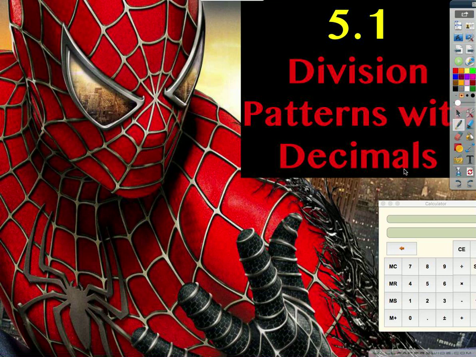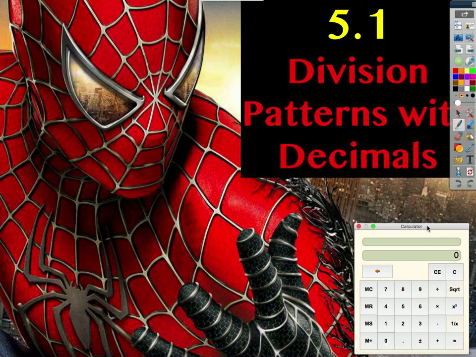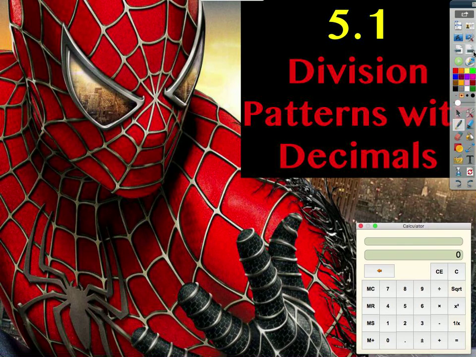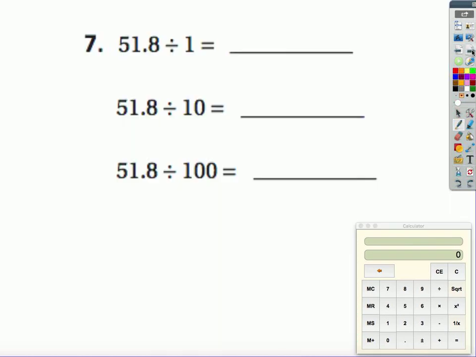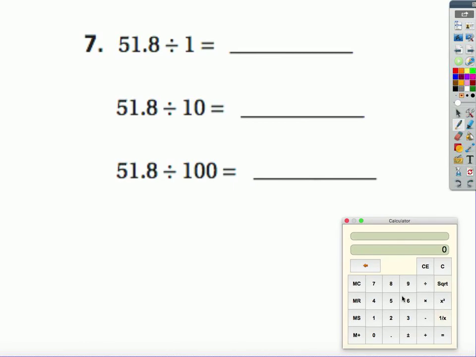We're going to learn about dividing by powers of 10. So that would be like by 1, by 10, by 100 or 1000, and so on. We're going to take a look at what actually happens here, and you're going to discover that there's actually a pattern. I have a calculator up here so you can see what's going to happen to the decimal point every time you divide by a power of 10.